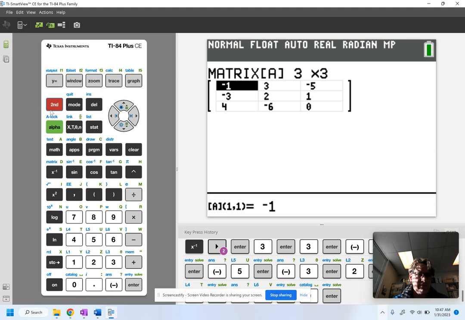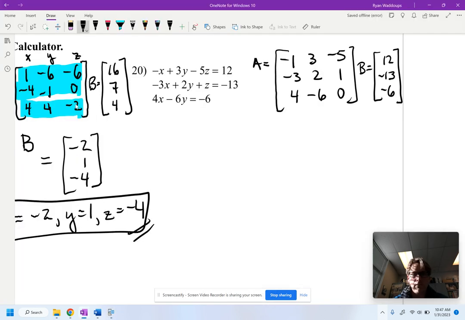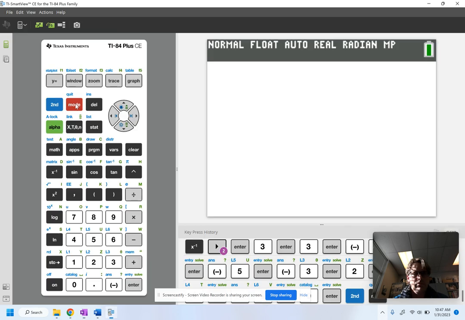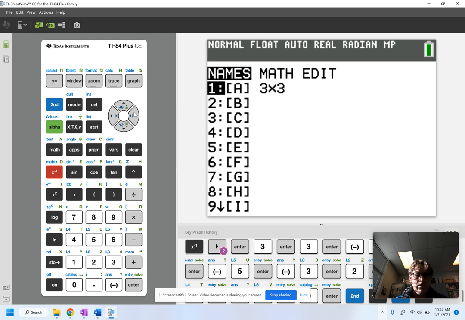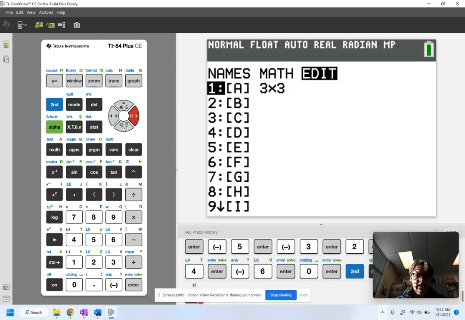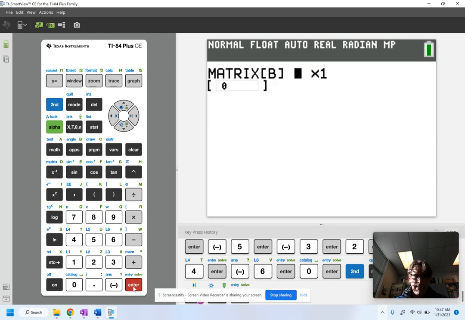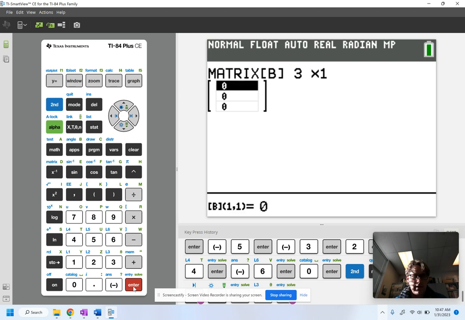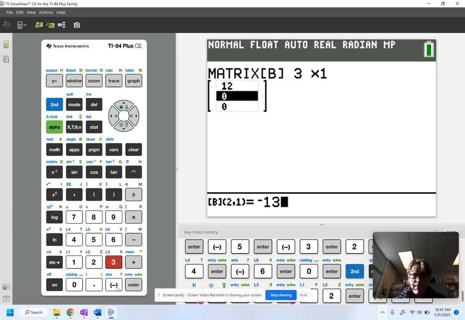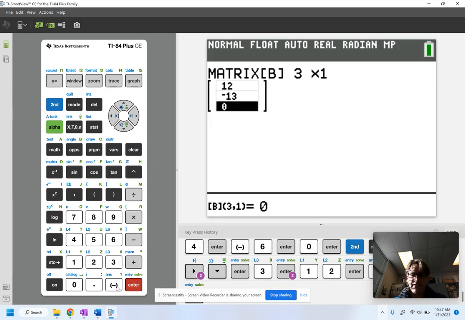So we do second function quit. We enter our B values. So we go back here, second function matrix, over to edit, then down to edit B. It's a 3 by 1. And the values are 12, negative 13, negative 6. So we've got our values in.